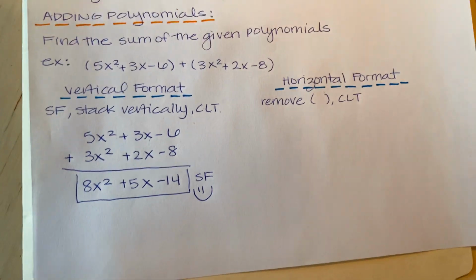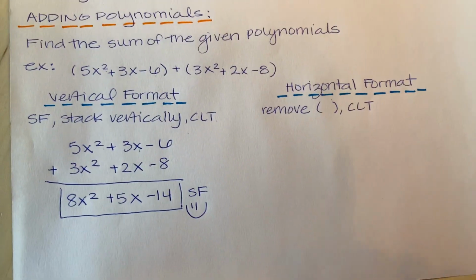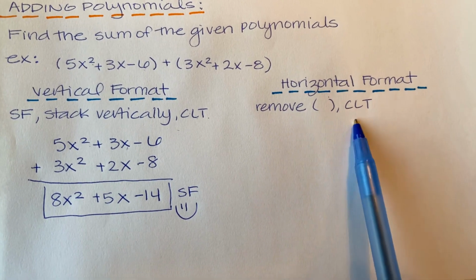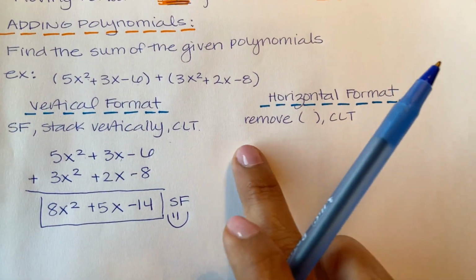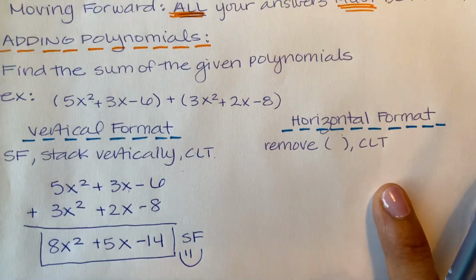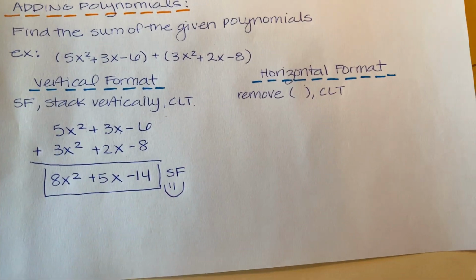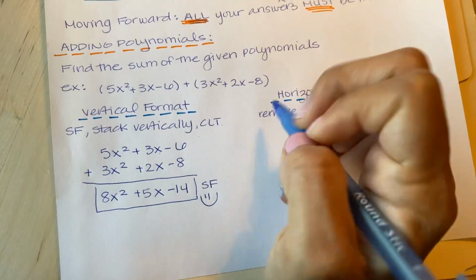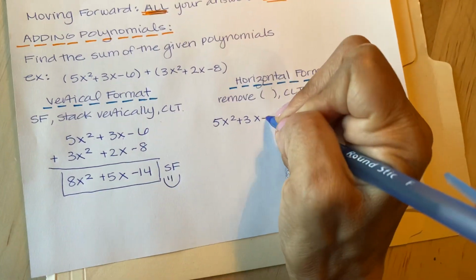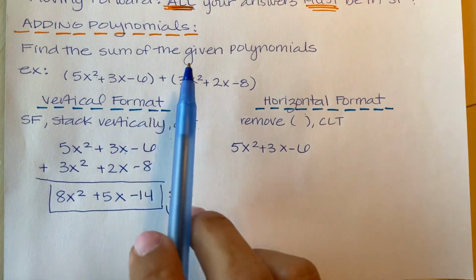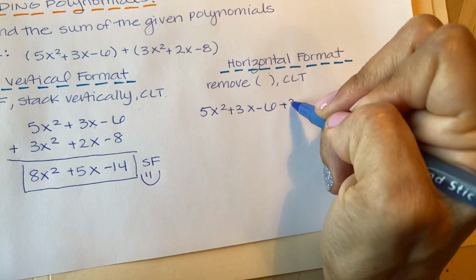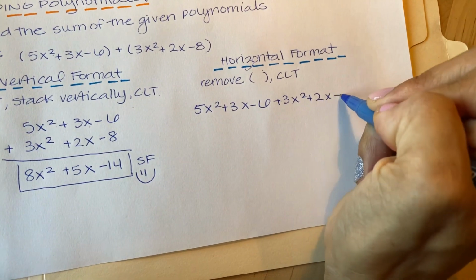Okay, what's horizontal format? Essentially, horizontal format is just drop your parentheses, your grouping symbols, and then combine like terms. So it's just going to be in a really long line. Typically your teacher, if they did this, uses colored markers to signify the like terms. So here we go. If I drop the first, I get 5x squared plus 3x minus 6. Now there's a positive, so if you distribute it, it's still the same. So I'm just going to write plus 3x squared plus 2x minus 8.